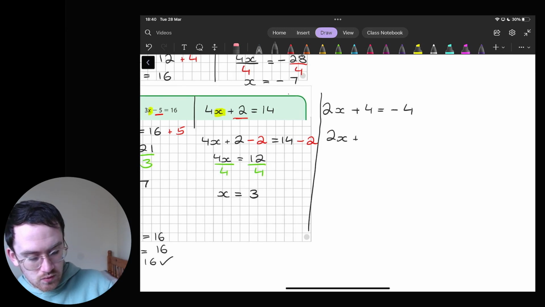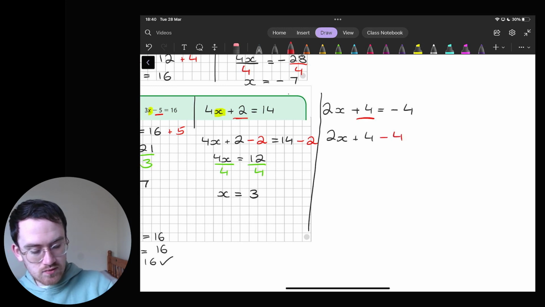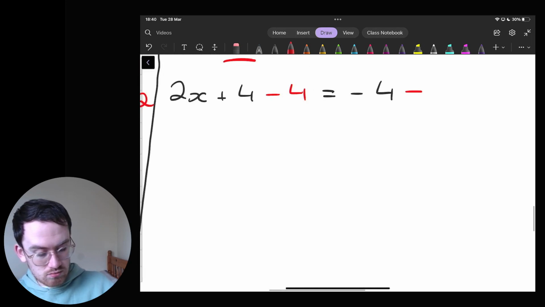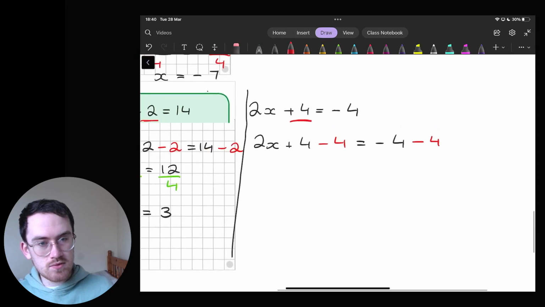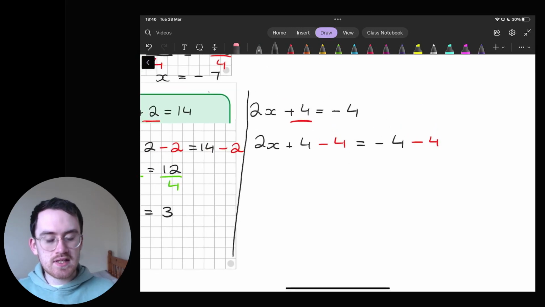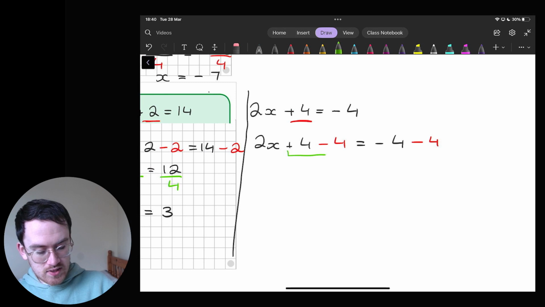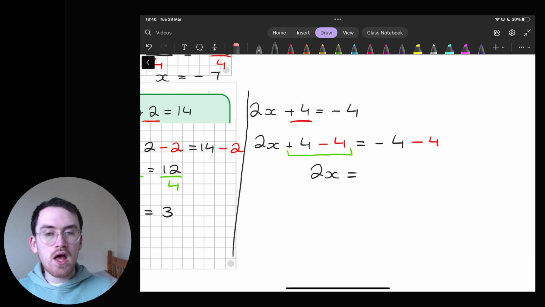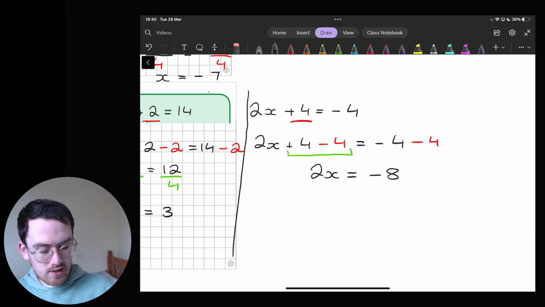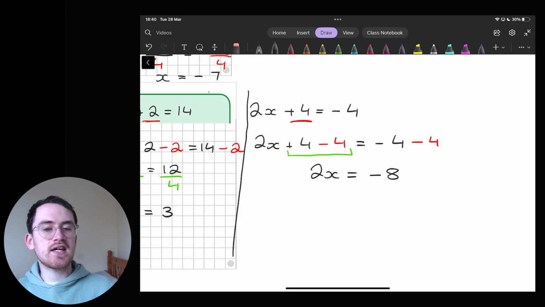2x plus 4. I would like to get rid of that plus 4, so I'm going to have to do minus 4. That is equal to minus 4 minus 4. Okay, so let's look at this now. Plus 4 take away 4 is obviously just going to give me 0, so I'll just have 2x on this side. Minus 4 minus 4. Okay, or negative 4, whatever you want to call it. If I take away 4 and I take away 4 more, that means I have altogether a minus 8, a negative 8, or I've taken away 8.